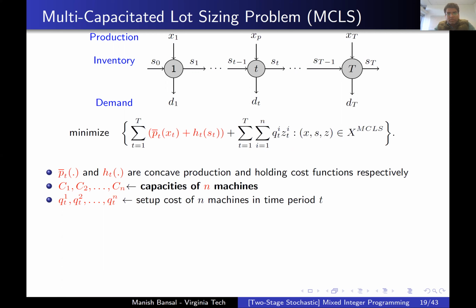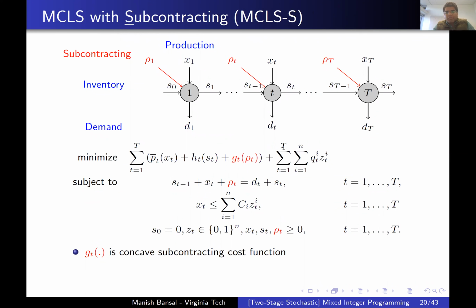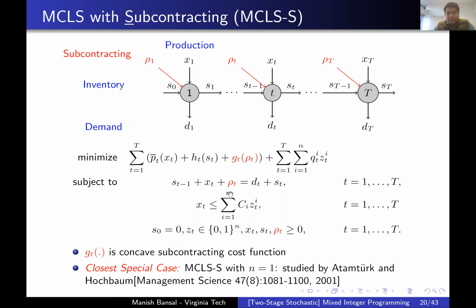In addition, we said, let's add a subcontracting option as well, which means that in each time period T, I can also have an option to subcontract. But there is a cost associated with subcontracting, which is GT. If I subcontract rho T in time period T, then I have to pay GT of rho T, where GT is a concave subcontracting function. And we realized that when we set n equal to 1, this was studied by Atamtürk and Hochbaum back in 2001, and they provided a nice algorithm to solve the problem for n equal to 1.